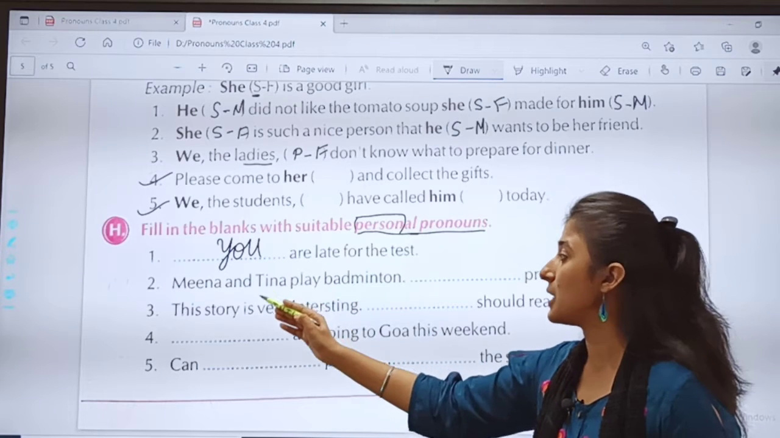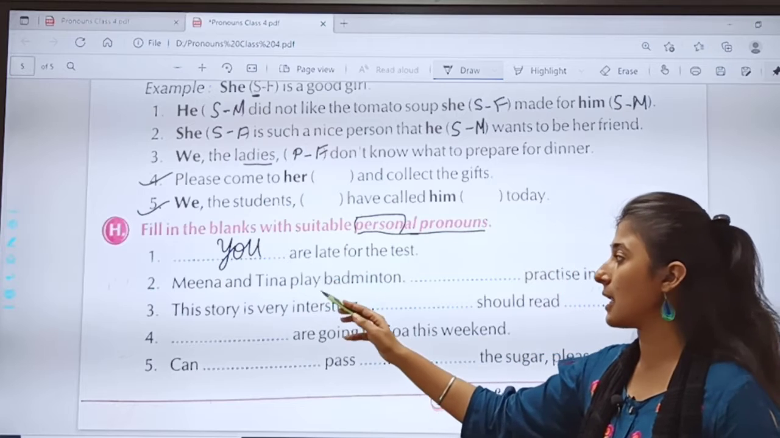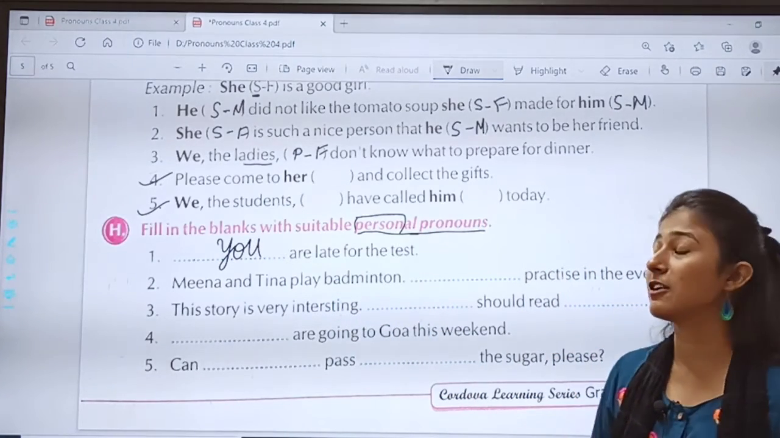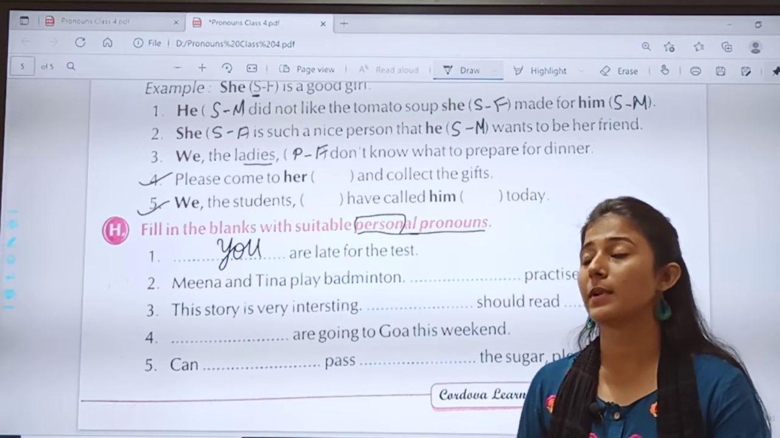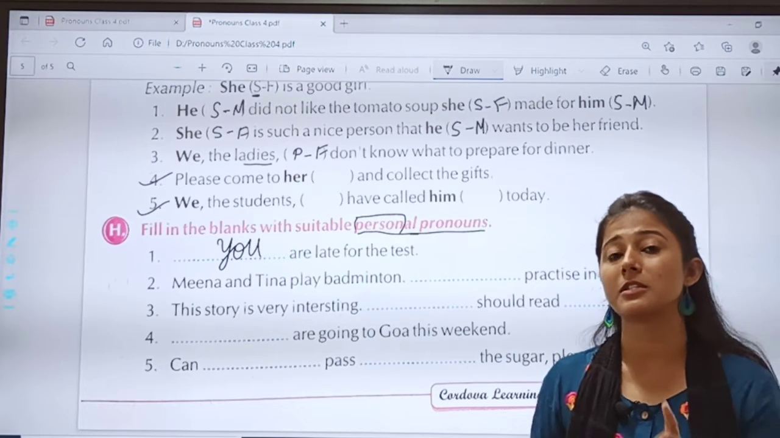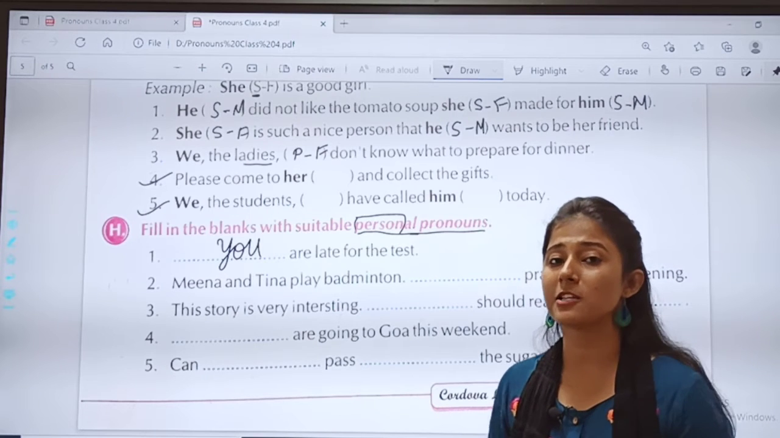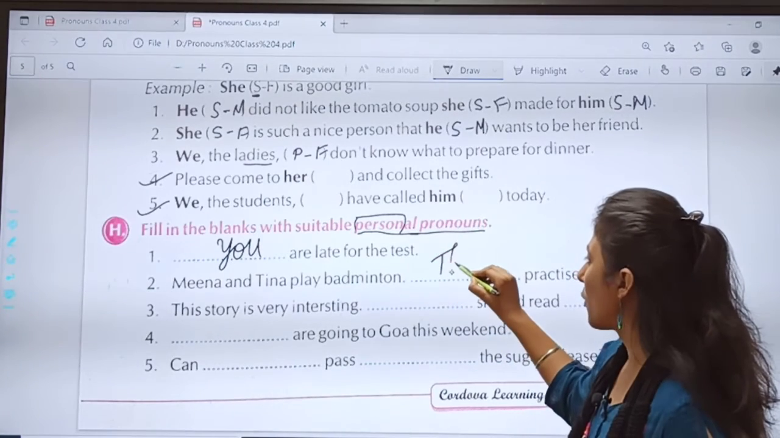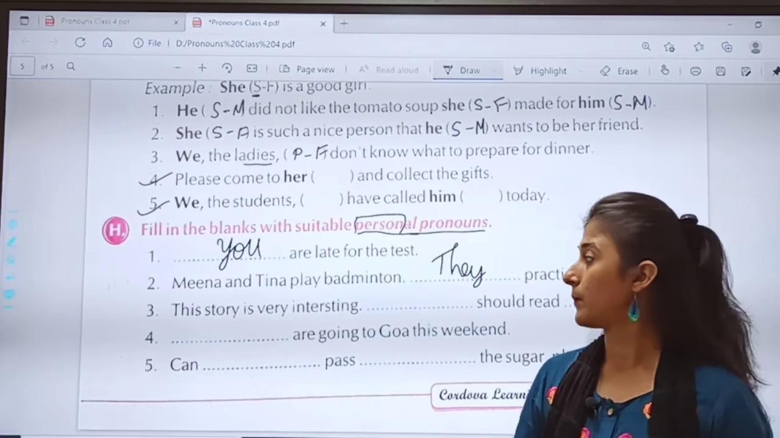Then Meena and Tina, two people. Meena and Tina play badminton. Dash practice in the evening. Now in place, again we will tell Meena and Tina practice? No, instead of it we will use a pronoun. Which pronoun we use in the place of more than one person? They. Okay. They practice in the evening.